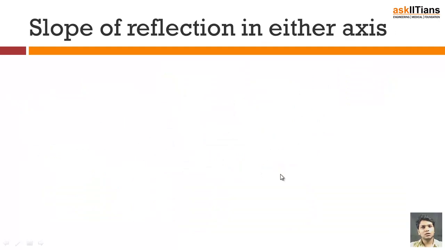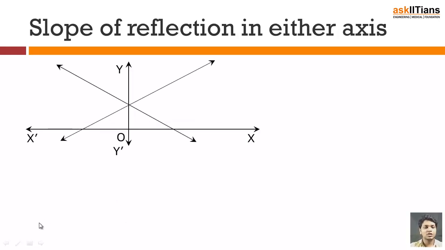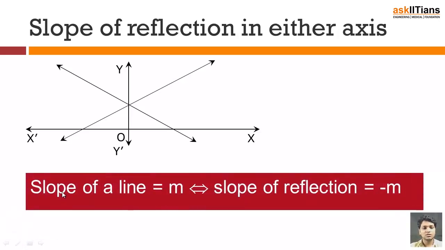Now the result which we will obtain from this, the slope of reflection in either axis, can be used as an end result in numerous problems that have been coming in JEE Mains and JEE Advanced. Let us get to the core of this concept, what this concept has to teach us. It says that if the slope of a line is m, then the slope of the reflection will be nothing but minus m. So at least we are engineers, so we need not believe anything just by saying, we'll try to prove it.